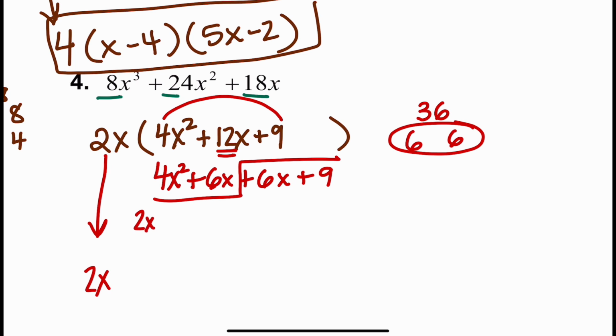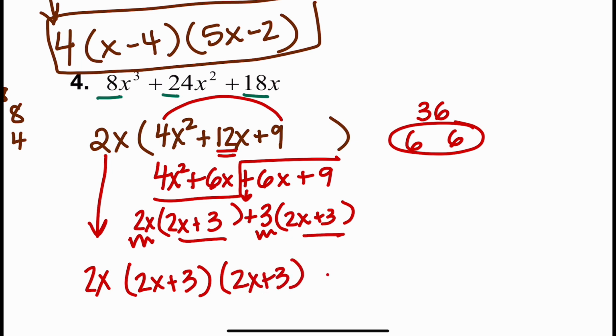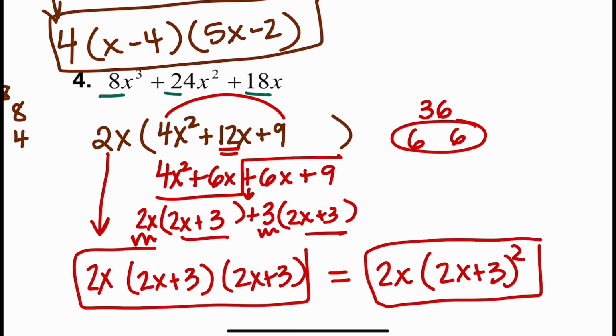A 2x will come out of the first 2. 2x plus 3. Whatever sign you have, you bring it down. And then 6 and 9, both of them can be divided by 3. And I'll have 2x plus 3. Then I write my final factors, 2x plus 3, and I have another 2x plus 3. So this is going to equal 2x times 2x plus 3 squared. So you can write it either way, would be fine.